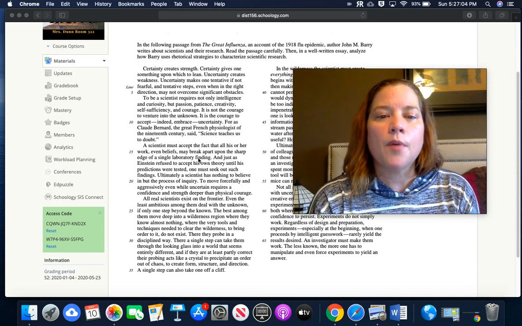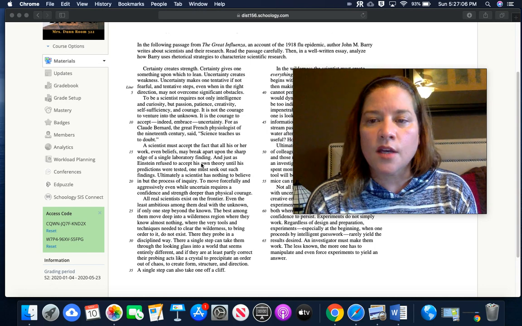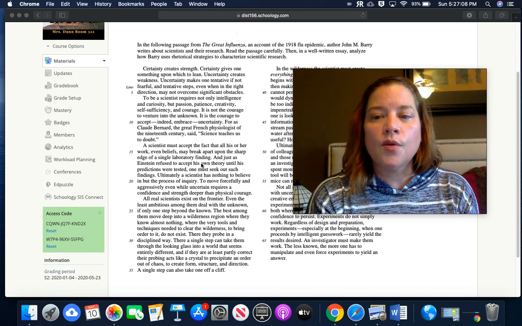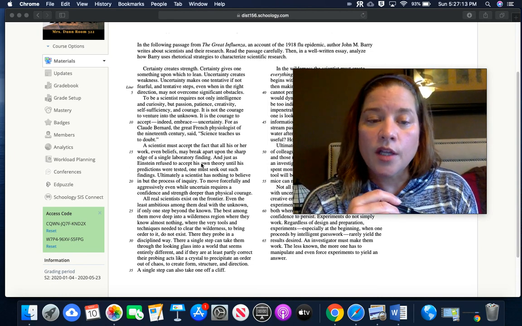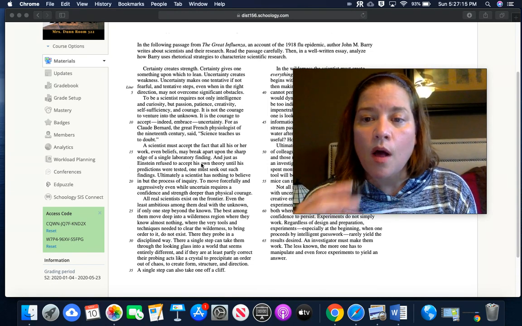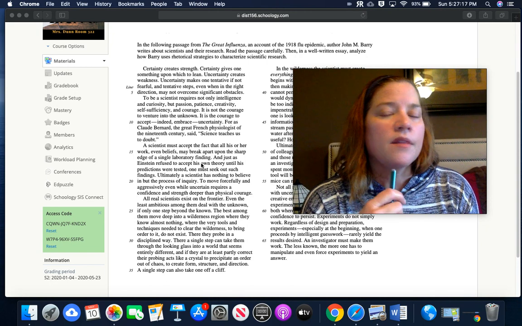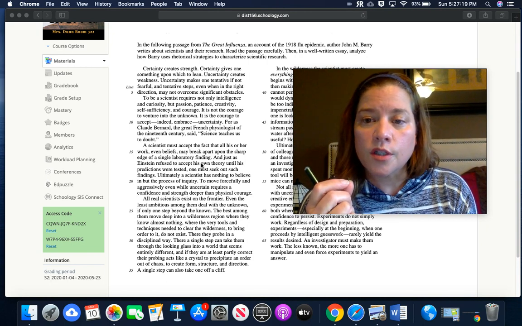His or her work may break apart on the sharp edge of a single laboratory finding. So he compares scientific work and laboratory findings to something that is breakable on a sharp edge. That really shows that fragility.